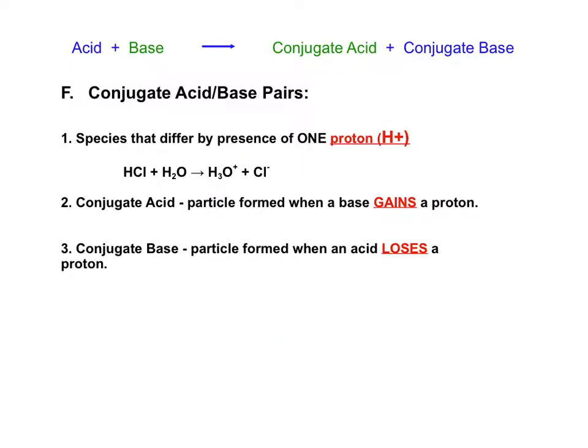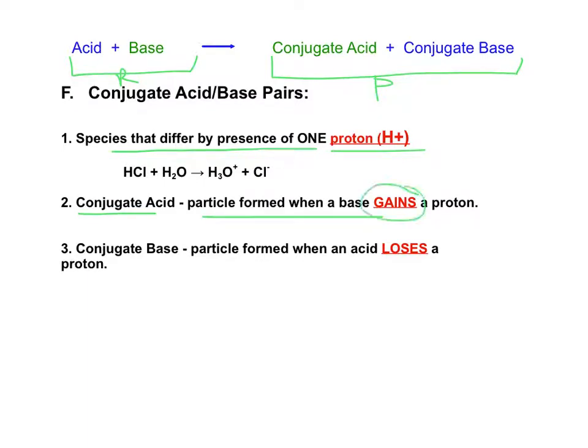Let's talk about the product side. We know that on the reactant side, there's an acid and a base. Now we're going to talk about what's happening on the product side. Here it says conjugate pairs are species that differ by the presence of one hydrogen ion. A conjugate acid is the particle that forms when the base gains the proton. When the base accepts, the way you think about it is that if the reaction reversed itself, it could redonate that hydrogen back.